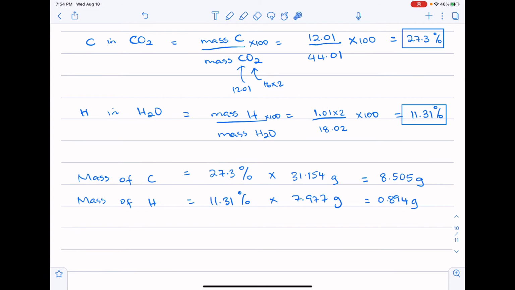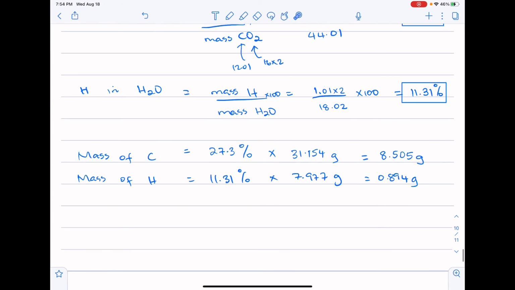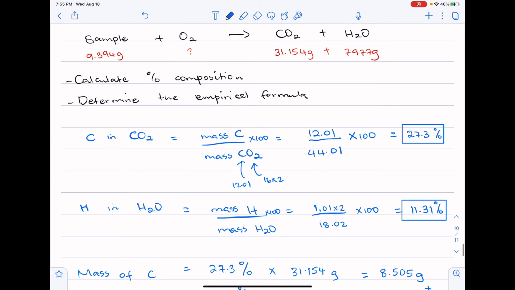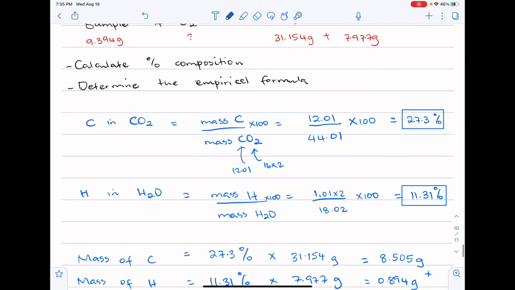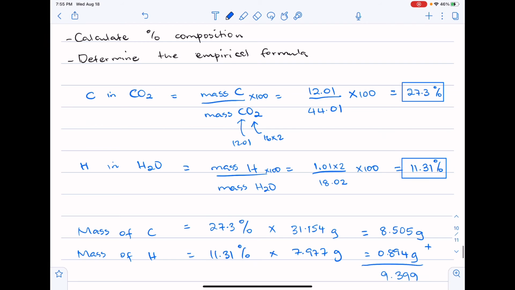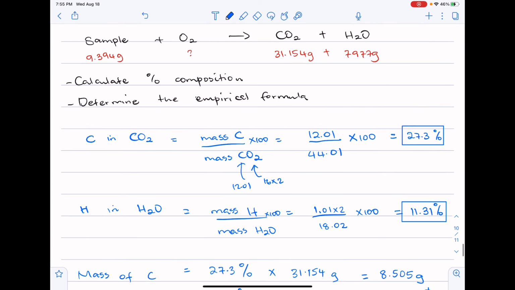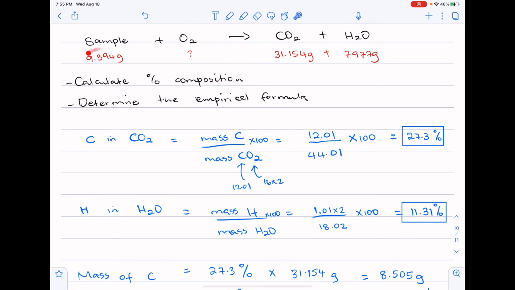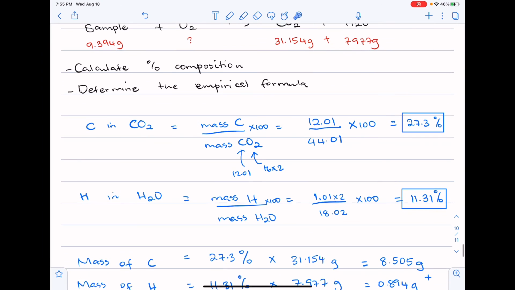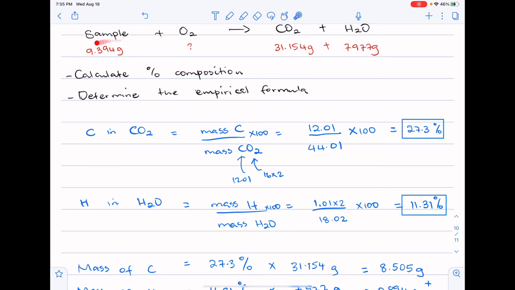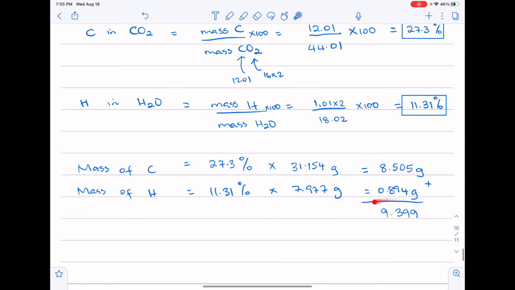Okay, so when we do the sum of those two, that clearly means that we only have carbon and hydrogen in this compound. I know the numbers are not exactly the same, and that has to do with the significant figures that we used as we carried this through. But it is obvious that this value is not smaller than this value. So that means that there's nothing else in there.